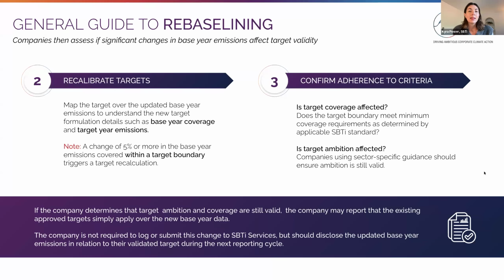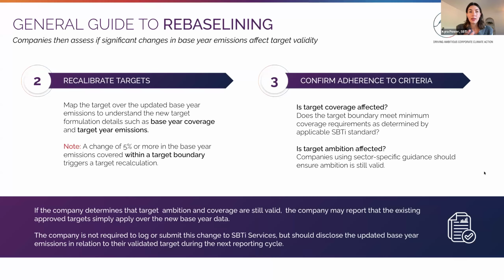So in the case that changes are deemed significant, again, they meet that 5% or more threshold, the next step a company would take is to map those changes to the existing target to understand how changes actually impact the target's validity. So this is actually where a lot of companies get confused. I have a lot of companies that come to my inbox asking for clarity on this topic. And they usually assume that any rebaselining, any change in the inventory automatically results in a target recalculation and update. But that is actually not always the case.